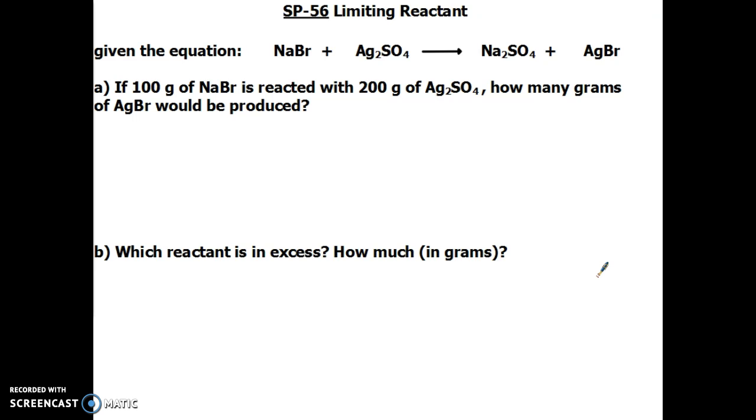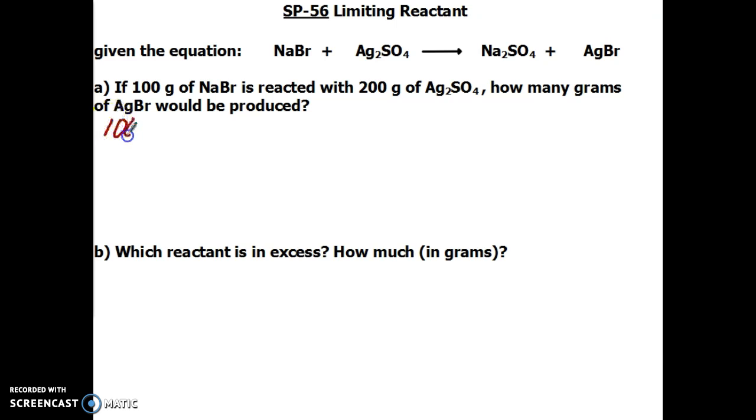So here's our game plan. We're going to balance the equation. We always do that first. We're going to do part of question A, and the part we're going to do is turn what we have into moles. Then we're going to pause on A, go down to question B, answer that question, and then come back and finish question A.